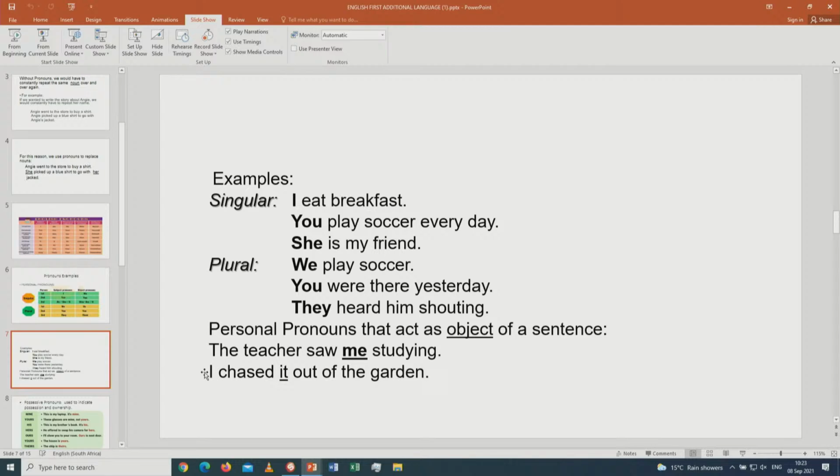The second one, object pronoun. In a personal form, we've got, I chase it out of the garden. It is our personal pronoun that is in the object form.